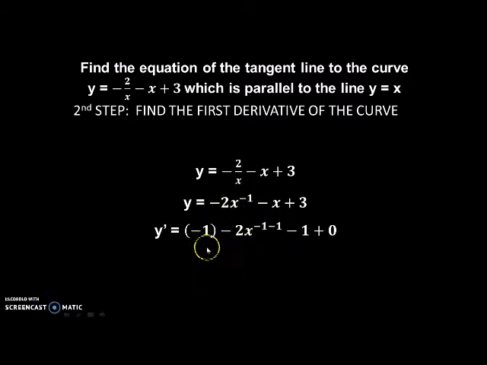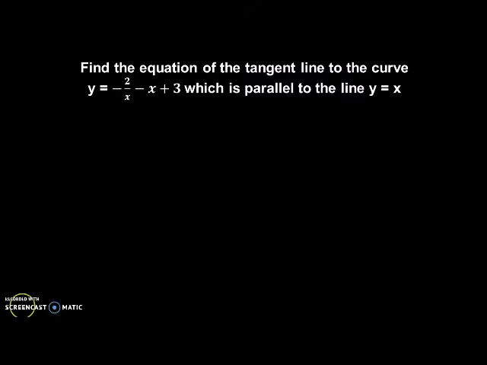Now let us get the derivative of x, which is 1, and the derivative of a constant is equal to 0. So we just need to simplify this equation. So the first derivative, or the slope of the curve, is 2 over x squared minus 1.